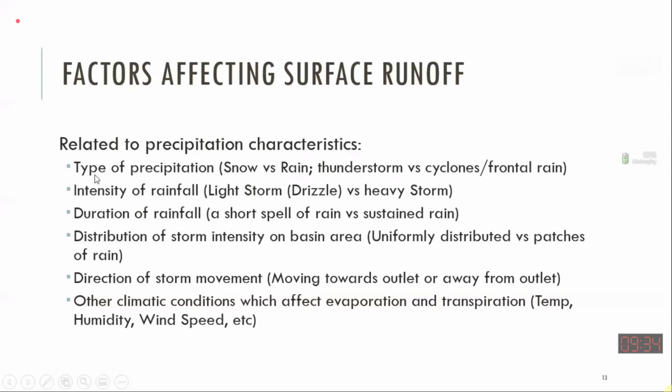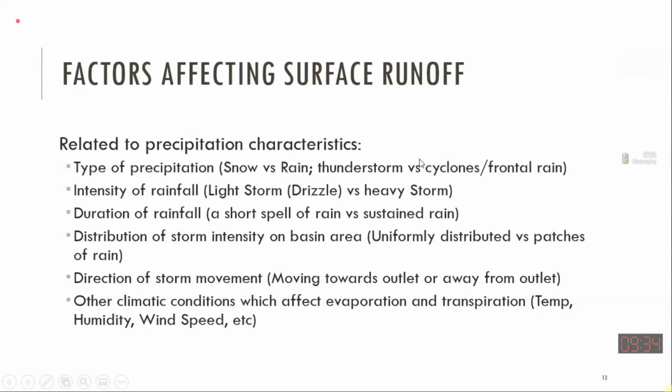So type of the precipitation, as I told you, depends. What do we mean by type? Snow or rain? Whether it is a thunderstorm or cyclonic or frontal activities. So these are different kinds of rainfall. Their intensity varies. Thunderstorm and cyclonic activities vary from the center of the cyclone. So their intensity changes from location to location.